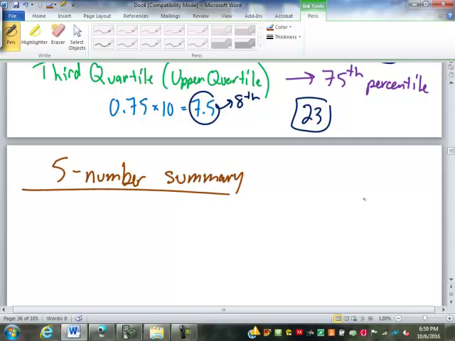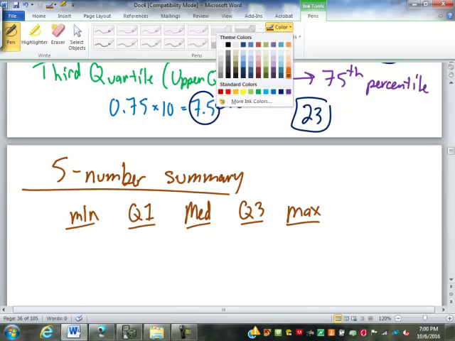A 5-number summary just uses the quartiles along with the minimum and the maximum. So you've got the minimum, Q1, that first quartile, the median, which is our second quartile, Q3, our third quartile, and the maximum, which is our largest number in the set.